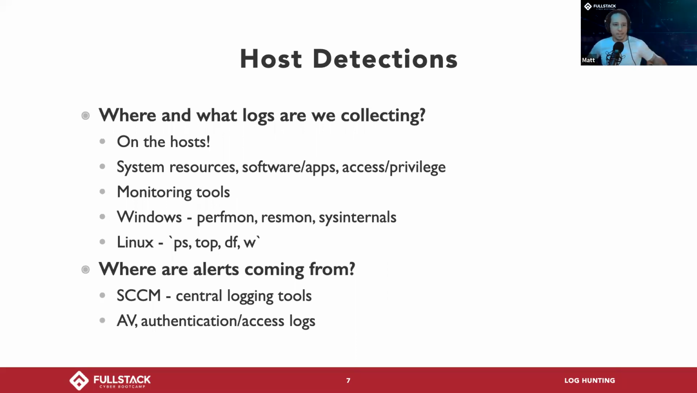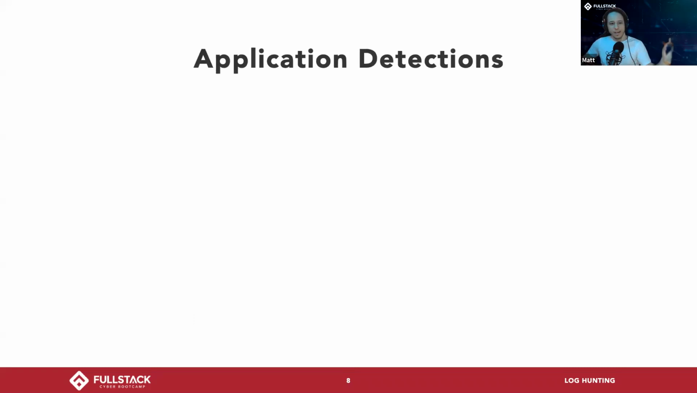Okay. Other things you'll have on the host are antivirus, authentication, and access logs. All of those things that you were looking at when you were a red teamer and you get on a box and you're like, hey, what services are running, all these things. Those are the logs that you're going to want to have as a blue teamer as well. Pay attention to. Okay. Then one level down, we have the applications, the individual applications.